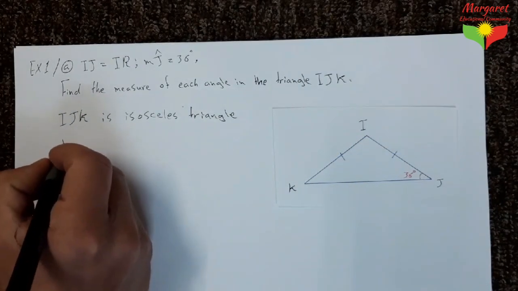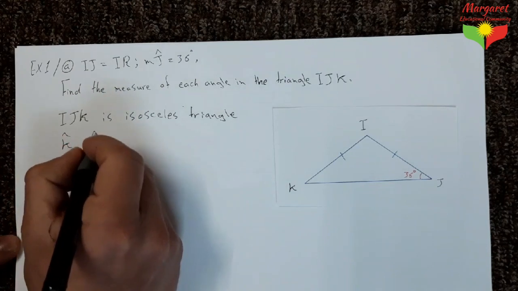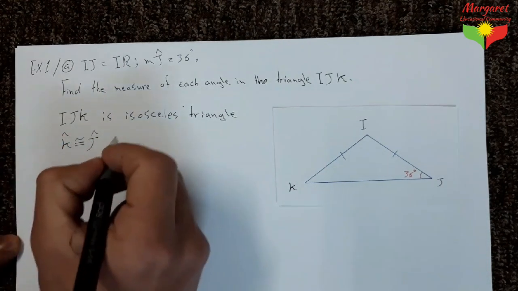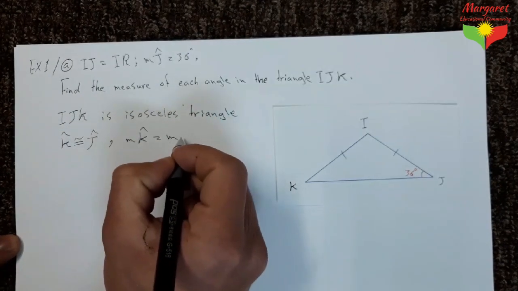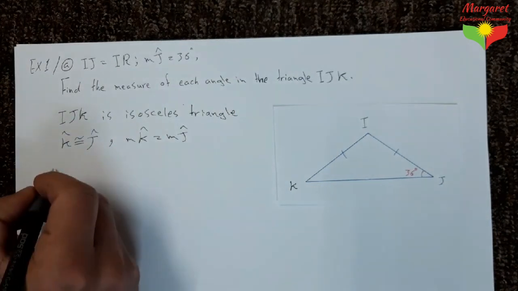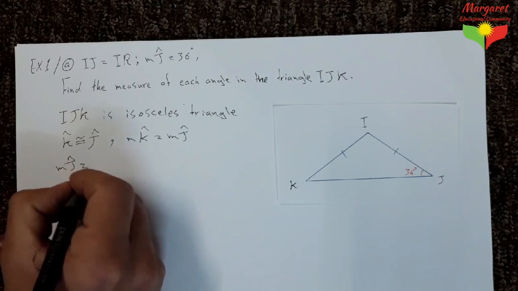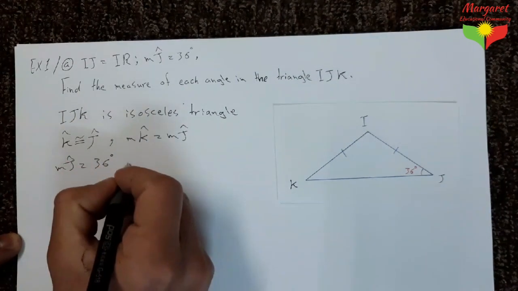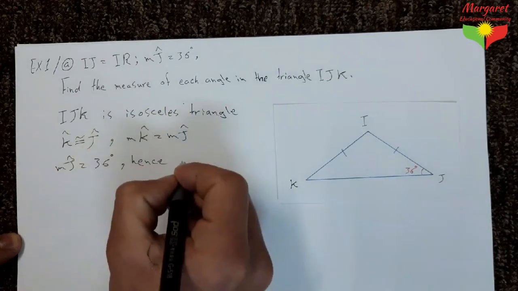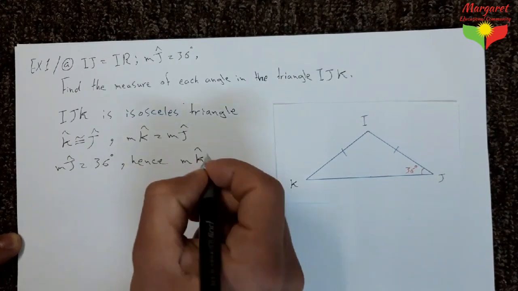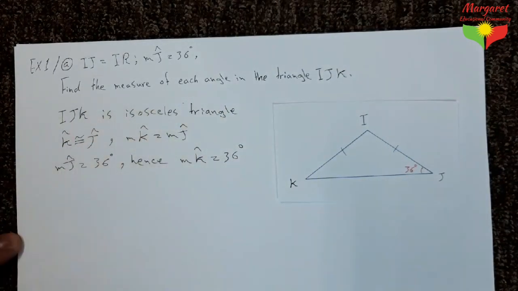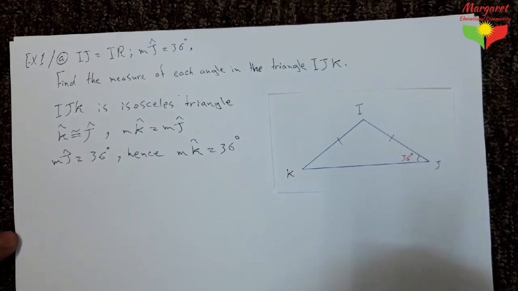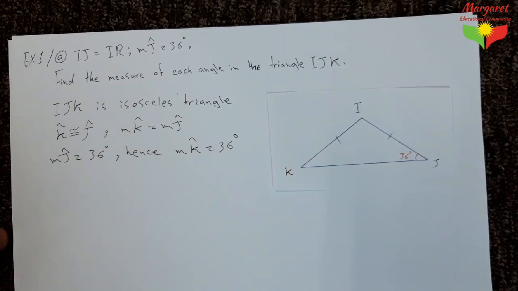So angle K and angle J are congruent, so they have the same measure. Measure of angle K equal to measure of angle J. Measure of angle J equal to 36 degrees. Hence, measure of angle K also equal to 36 degrees since they have the same measure. And in the previous lesson we say that the sum of the angle measures in a triangle equal to 180.